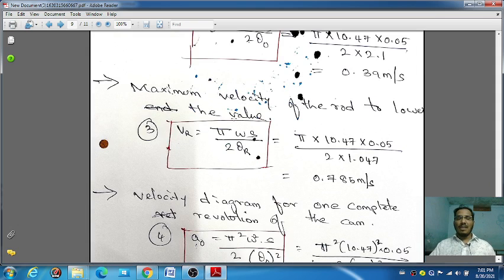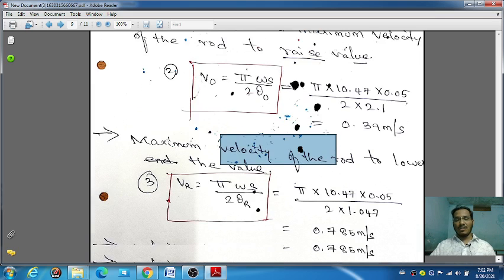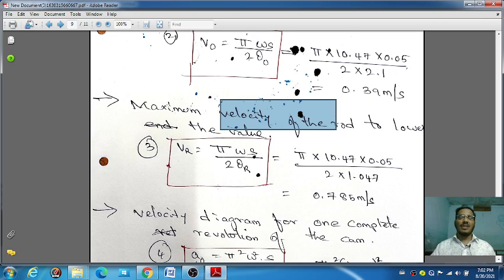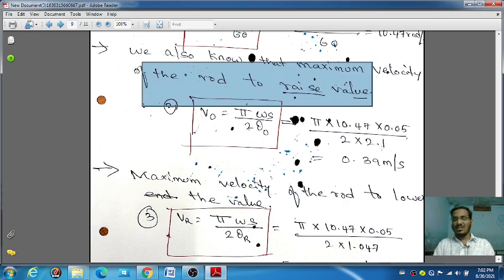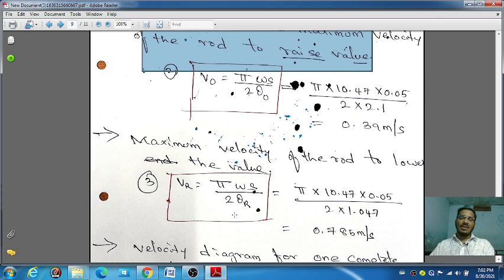The third one is the maximum velocity of the rod at the lower end and at the higher end. First we have to calculate the lower end: VR is equal to pi omega S by 2 theta R. Here the maximum velocity at the top position means the highest position. Here we are calculating the velocity at the high position, and here at the low position. For the high position we take the outstroke point theta O, and here we take theta R.